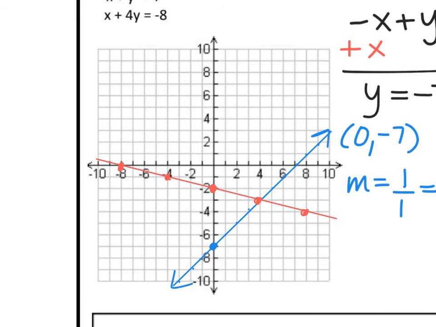If you look at this graph now, you should know where they intersect. Let's write down the solution. The solution's right here. Daniel, what's my solution? 4 and -3. It's a point.